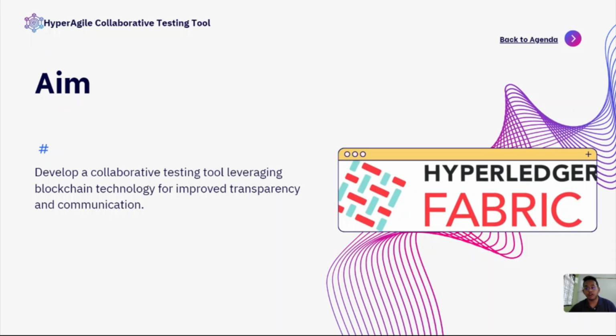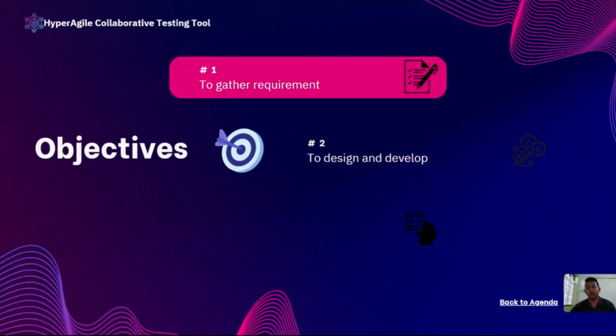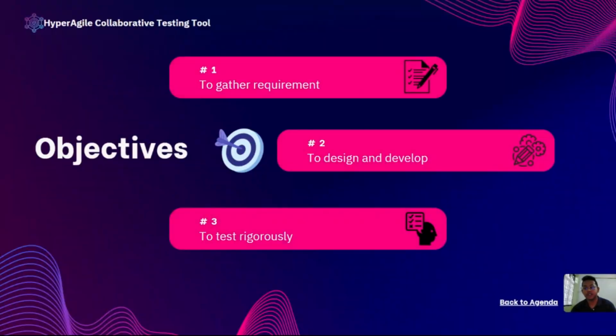Our aim of this project is to develop a collaborative testing tool that leverages blockchain technology to enhance transparency and streamline communication. Let's move on to our objective. Our objective is to gather requirements for the HyperAgile Collaborative Testing Tool, ensuring comprehensive understanding of the needs and challenges faced in test case management within the software development project.